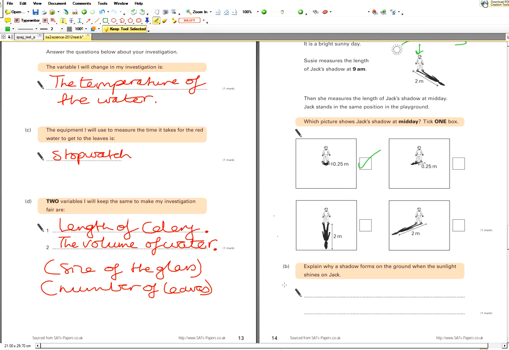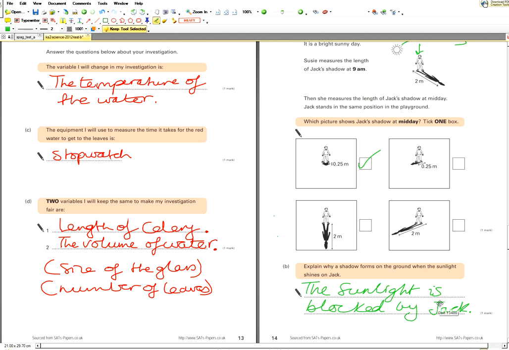Okay, let's try this. The sun's light, I think I know that. Sunlight is blocked. Yeah, it's blocked by Jack. I said the sunlight is blocked.